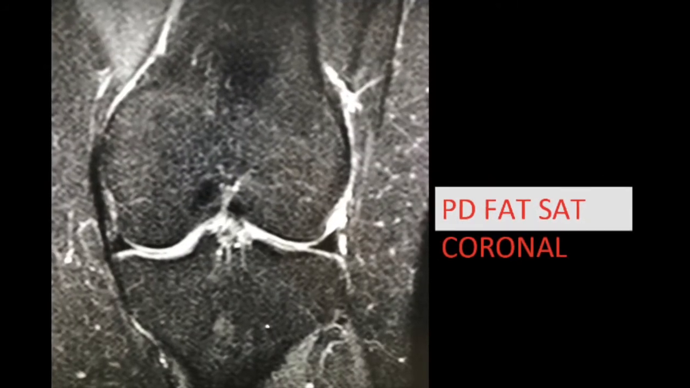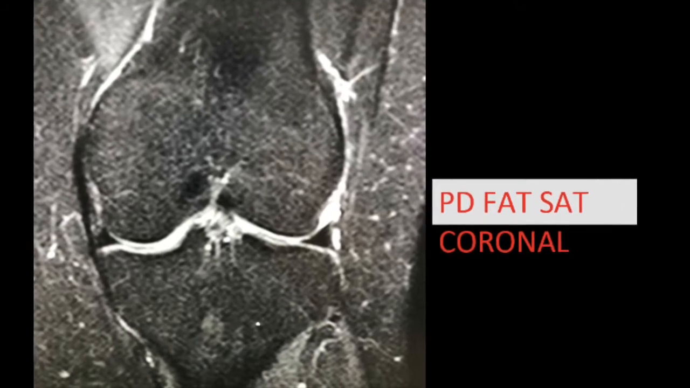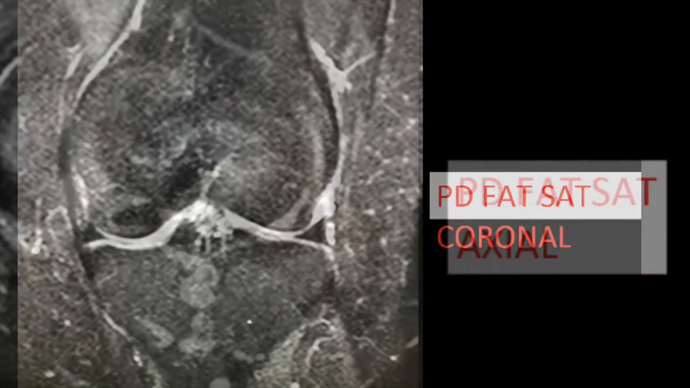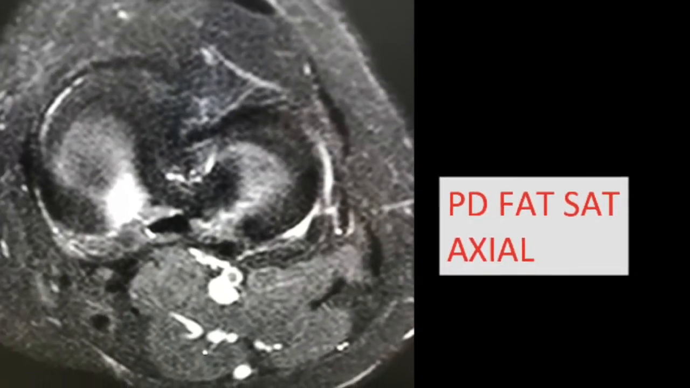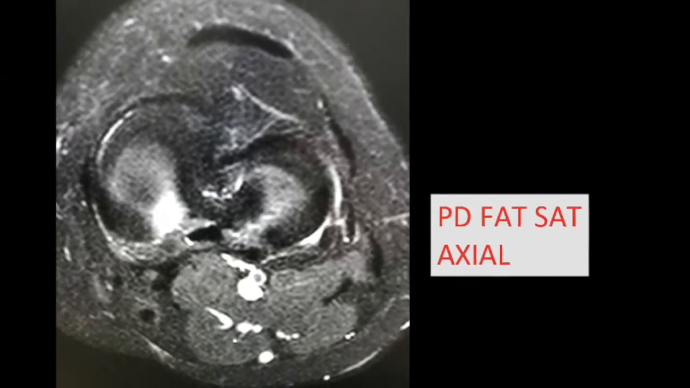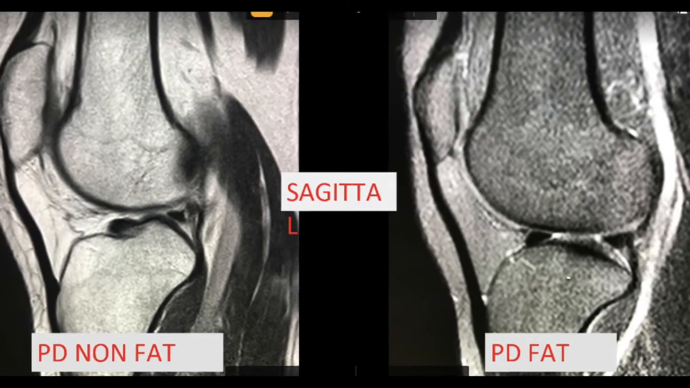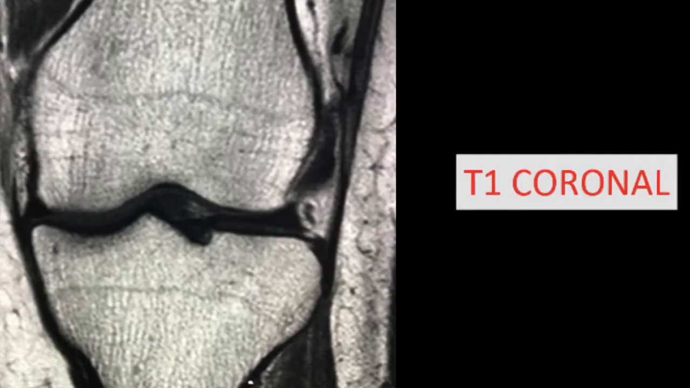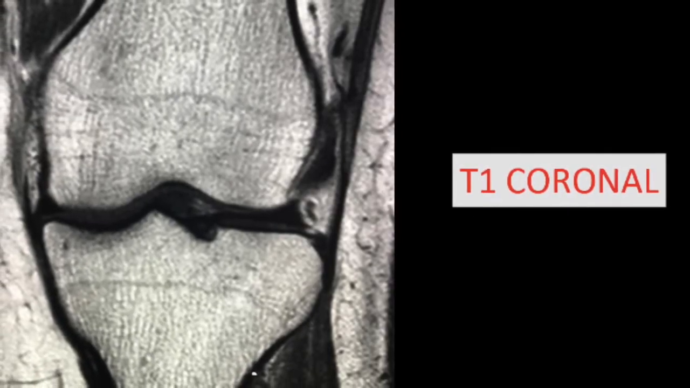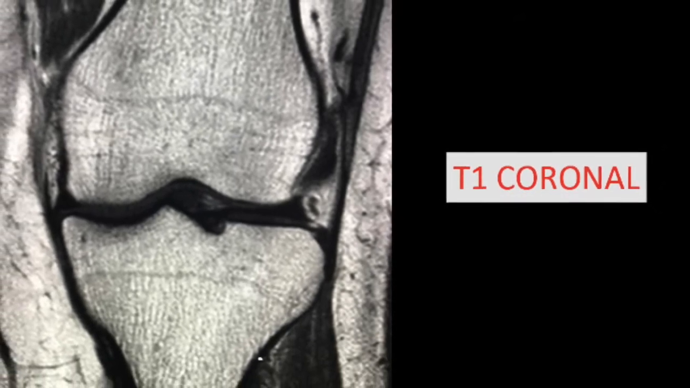Then, proton density fat suppressed images are taken in all three orthogonal planes. This is the most important sequence as it is a fluid sensitive or edema sensitive sequence for the demonstration of pathology. Additional T1 coronal images are taken, and this is the best for demonstration of the fascial lines.